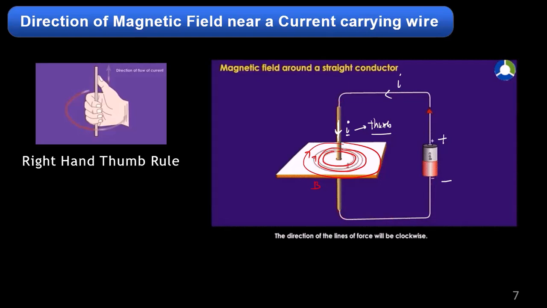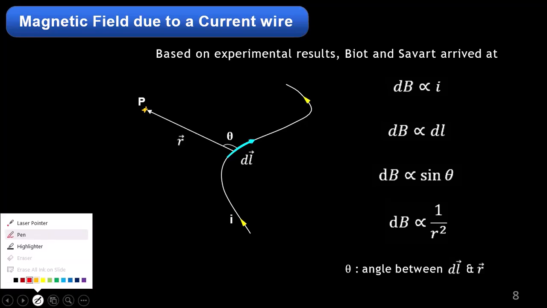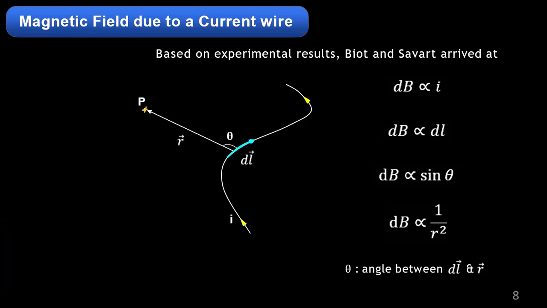So this is how I calculate the direction of the magnetic field for either the loop or the current carrying wire. But before that, I should also know how to calculate the magnitude. The magnitude of the magnetic field has to be calculated based on the law known as Biot-Savart. These are the two scientists who arrived at this result based on certain experiments, so it is a purely experimental result.